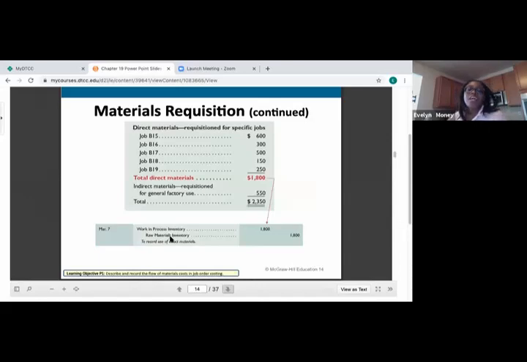Here's the first one. This is the entry to record direct materials being issued into production. If you don't remember anything else I say today, please remember this. There is no separate account called direct materials. When we record direct materials, we debit work in process because direct materials used go directly into work in process. So if you're asked to do an entry to record direct materials being used, please don't debit direct materials. It's not an account. You need to debit work in process inventory, and then you credit raw materials inventory.